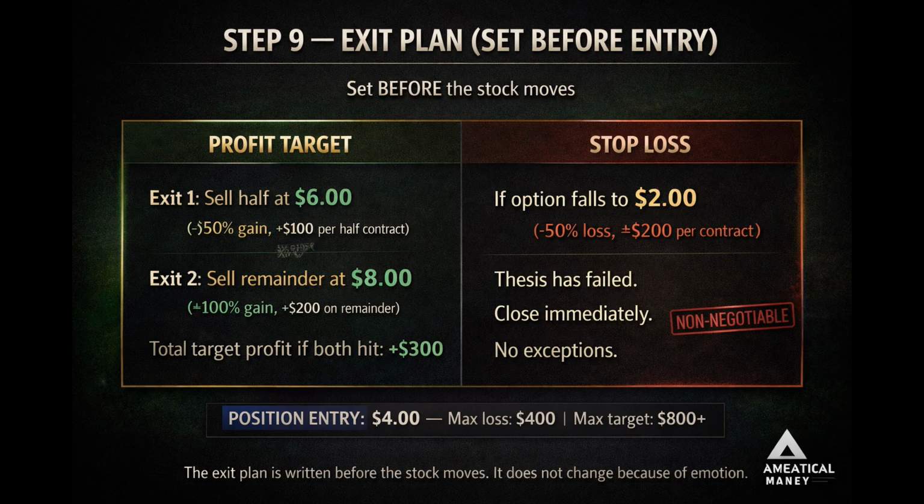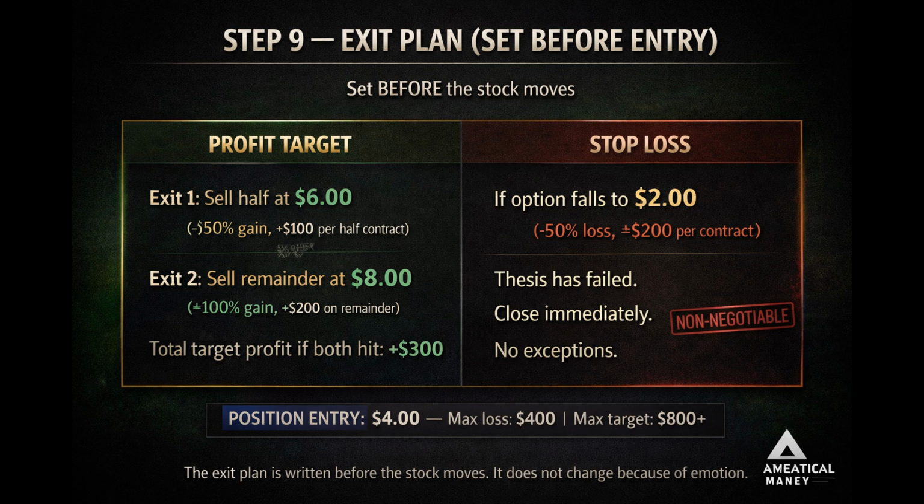Position open. Step 9. Setting your exit plan before the stock moves. This step is non-negotiable and must happen immediately after entry, not when you are under pressure from a moving market. 2 exits. Exit 1. Profit target. If the option reaches $6, a 50% gain from $4, you will take partial or full profit. If it reaches $8, you will close the full position. You do not need to catch every last cent of the move. A 50 to 100% return on an options position is an excellent result.